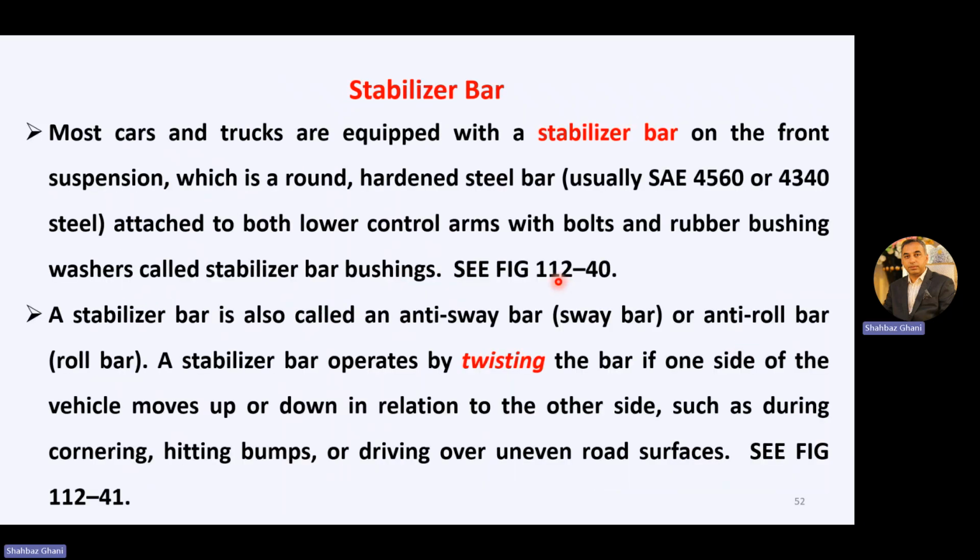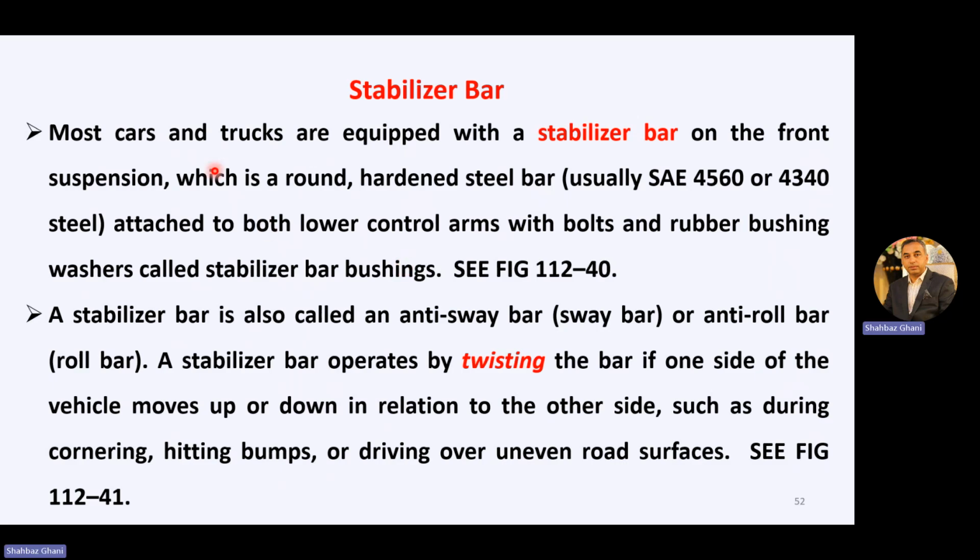The fourth component of the suspension system is the stabilization bar. Most cars and trucks are equipped with a stabilization bar on the front suspension, which is a round, hardened steel bar, usually SAE 4560 or 4340 steel, attached to both lower control arms with bolts and rubber bushing washers called stabilization bar bushings. So this stabilization bar is also attached to the lower control arm.